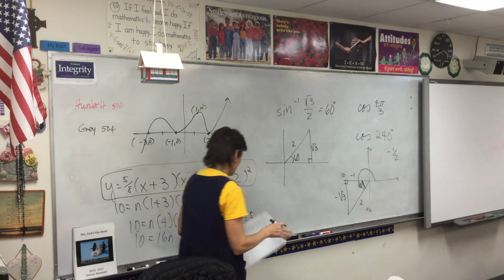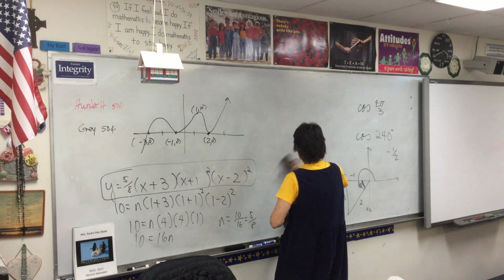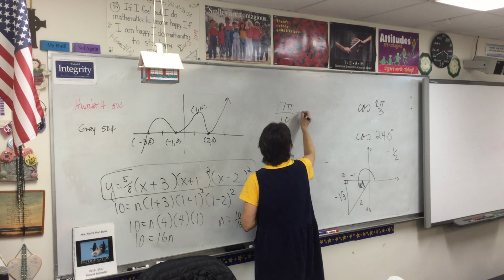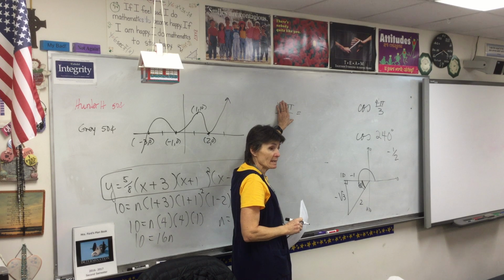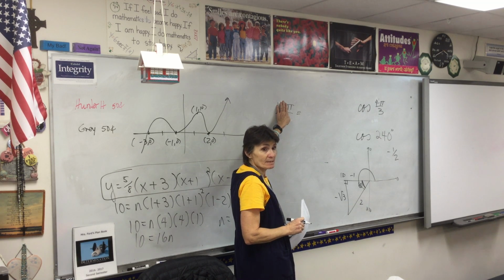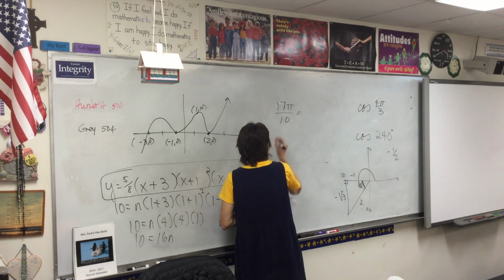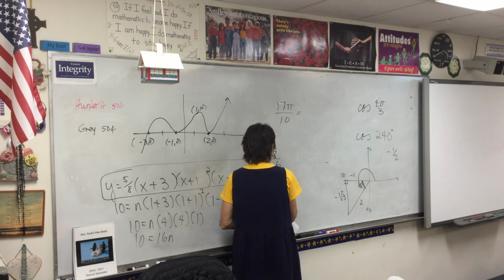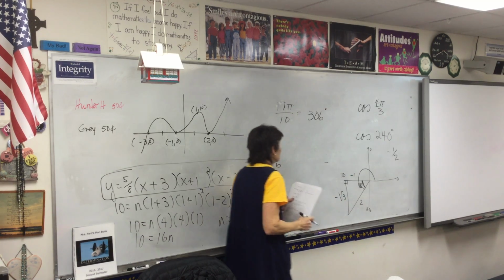Change 17 pi over 10 to degrees. Oh, that's easy. You already did one like that. 17 pi over 10. What's pi? 180. Divided by 10 is 18. So we have to take 17 times 18. I got 306. Is that right? Yeah.